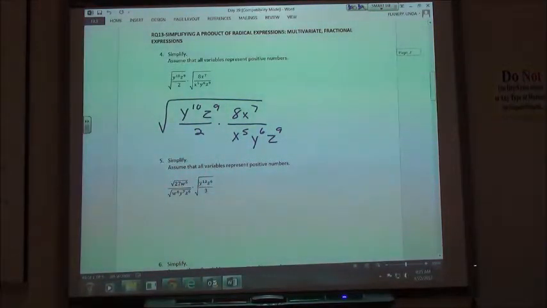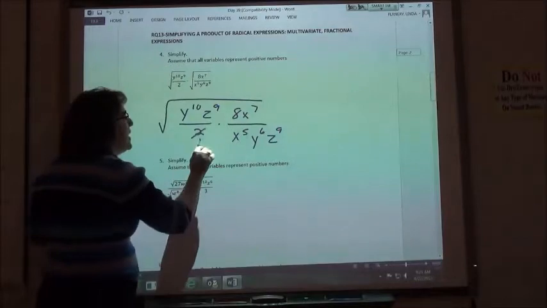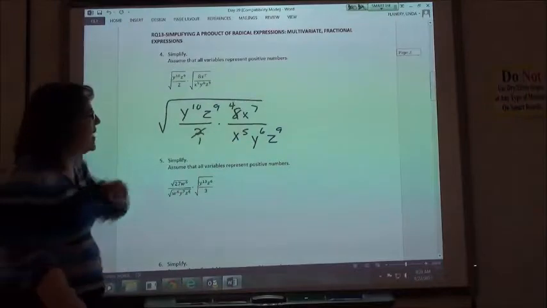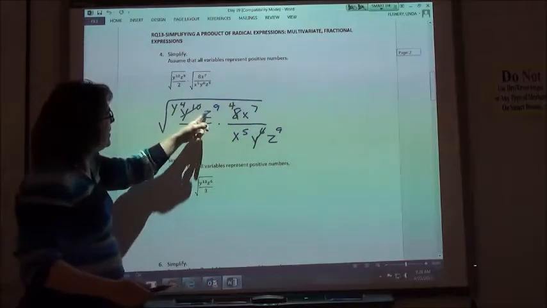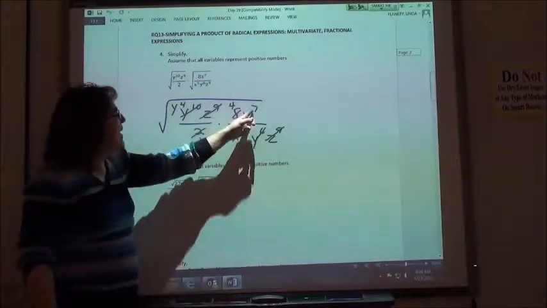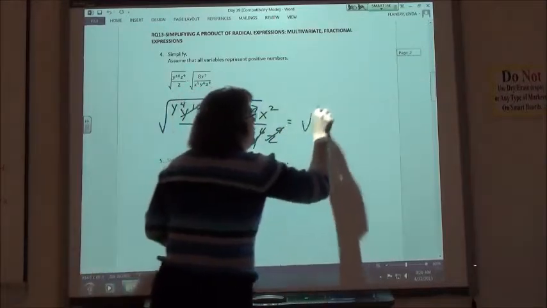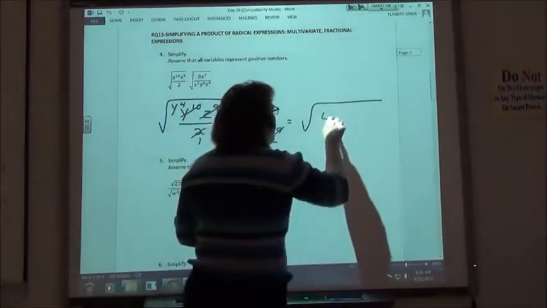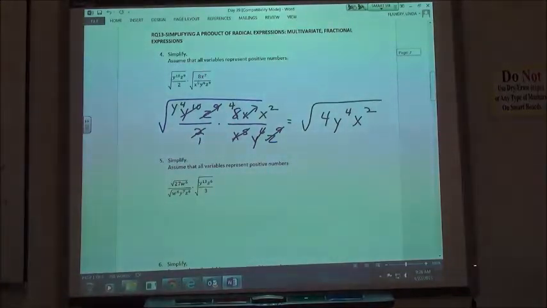Well, when I'm multiplying fractions, I can go ahead and do some reducing. So I can say, oh, 2 goes into here once and into here 4 times. I've got a y to the 10th and a y to the 6th, so I can take out 6 of them, which leaves me y to the 4th. I've got a z to the 9th and a z to the 9th. Those are just going to cancel each other out. And I've got an x to the 7th and an x to the 5th. If I take out 5 of them, I get an x squared. So under my square root, I'm going to have 4y to the 4th and x squared. There's nothing left on the bottom because everything canceled out there.